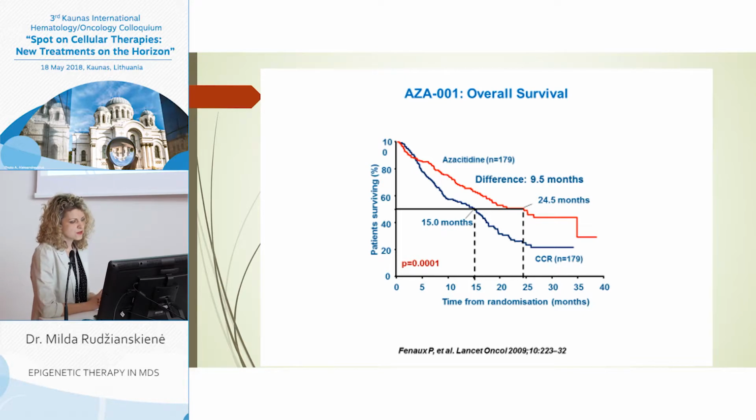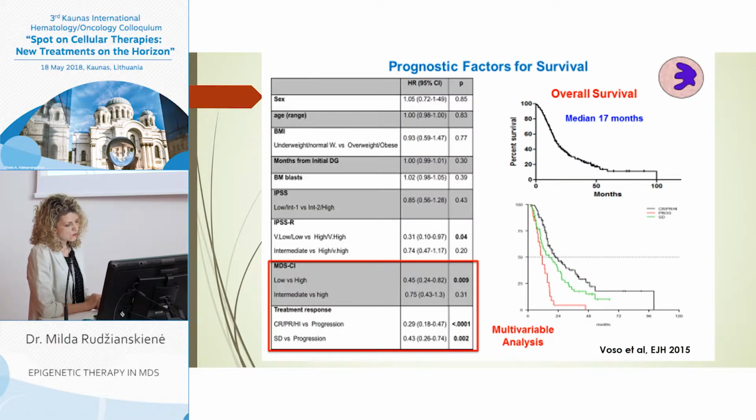And from these curves, we see that overall survival was prolonged until 24 months for the patients in the azacitidine group, and it is more than 9 months longer compared with the conventional care regimen. In the other Italian trial, they achieved a median overall survival of 17 months for their patients. And the prognostic factors for this survival were low comorbidity index and the treatment response, including complete remission, partial remission, and hematological improvement.